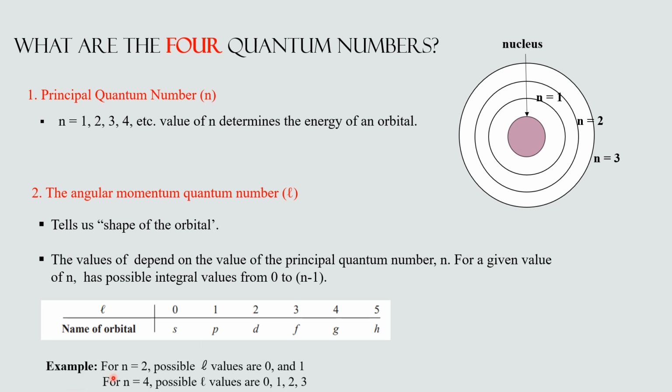For example, for n equal to 2, the principal quantum number energy level is 2. The possible l values are 0 to n minus 1. 2 minus 1 is 1. So 0 and 1. For n is equal to 4, the possible l values are 0 to n minus 1: 0, 1, 2 and 3.